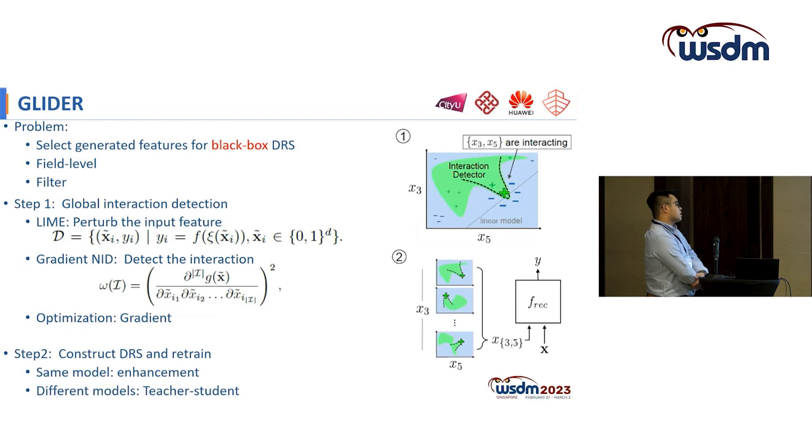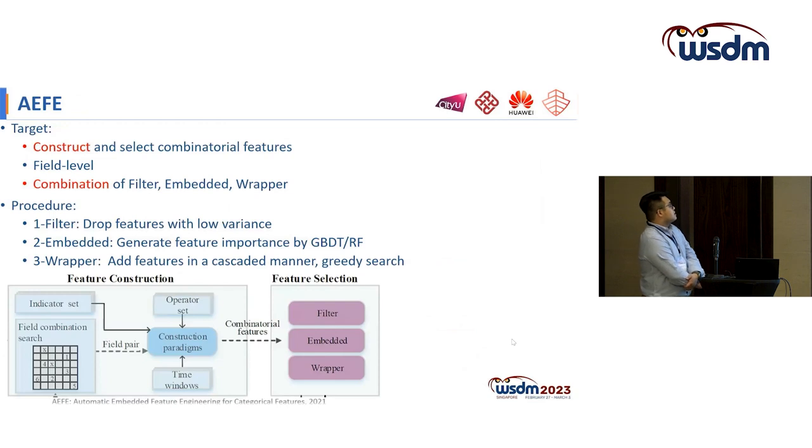And there are two perspectives for this work. The first is the enhancement. If we set the target model and source model the same, it could be regarded as a generated feature selection method for model enhancement. And if different models are used, we could regard it as a knowledge transfer model.